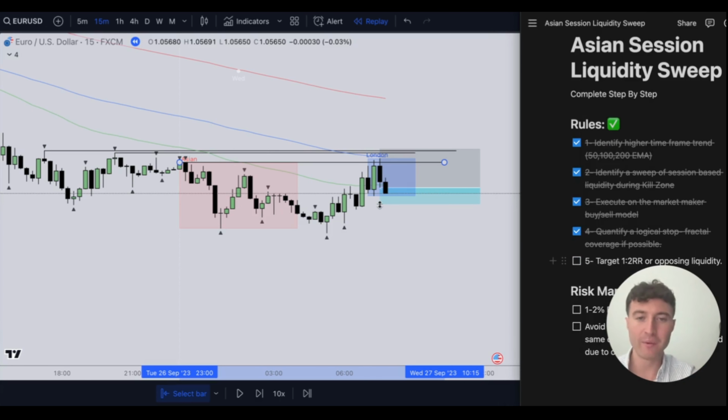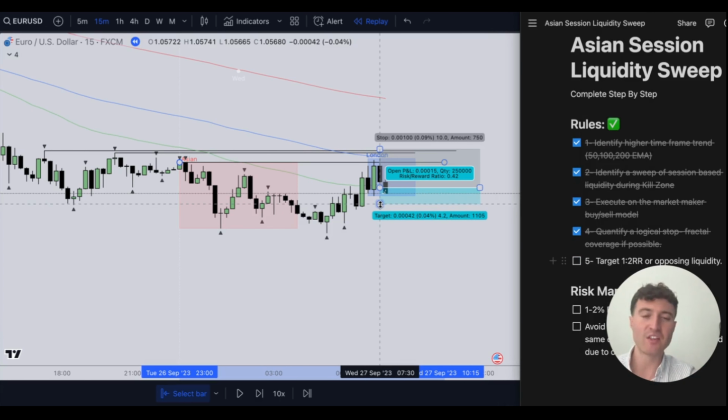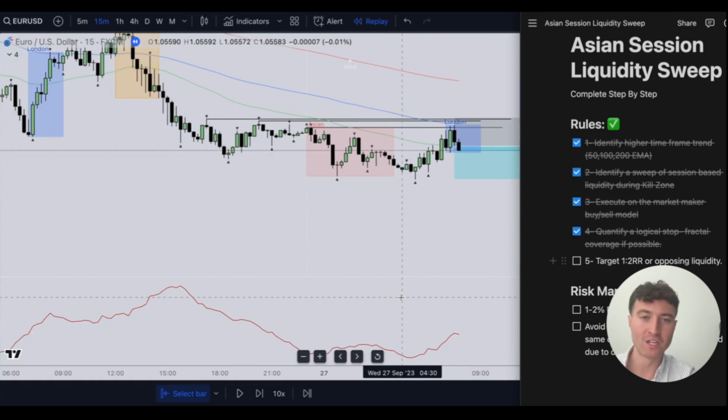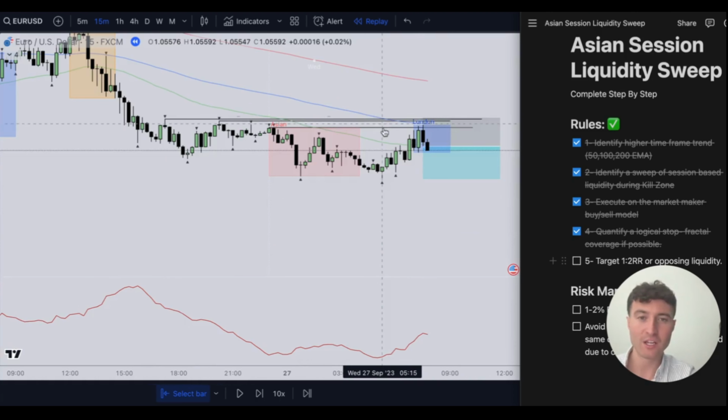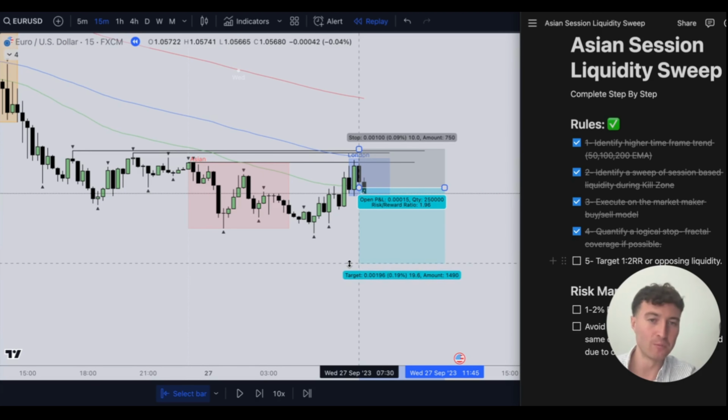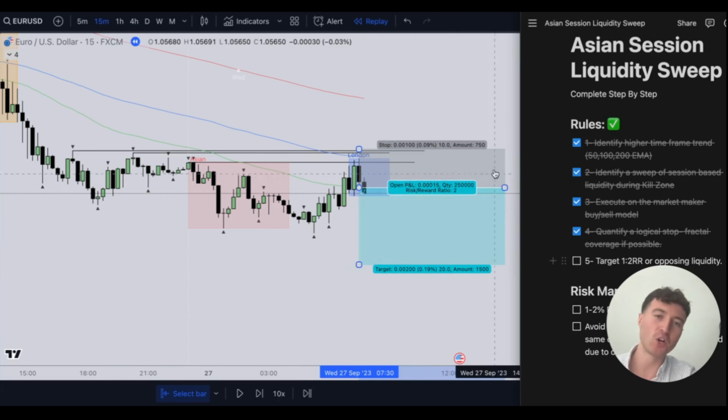Okay, so what I mean by opposing liquidity is essentially external liquidity, which is the range lows. Okay, so here you've got range lows at around a 1 to 1.5, or you can target a 1 to 2. Personally, I like to target a 1 to 2.